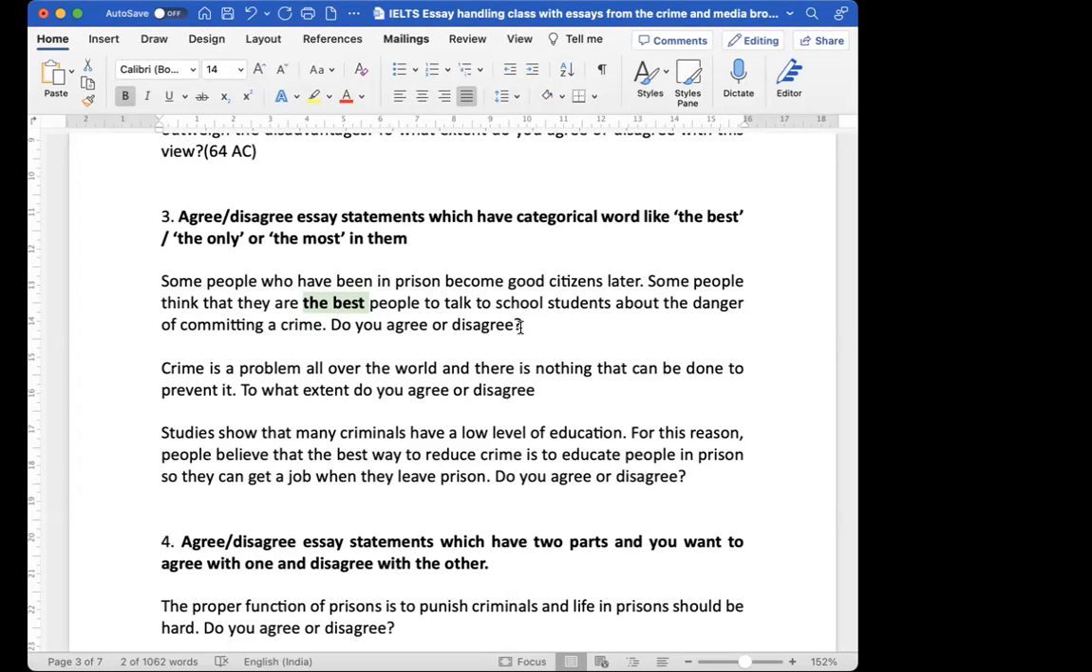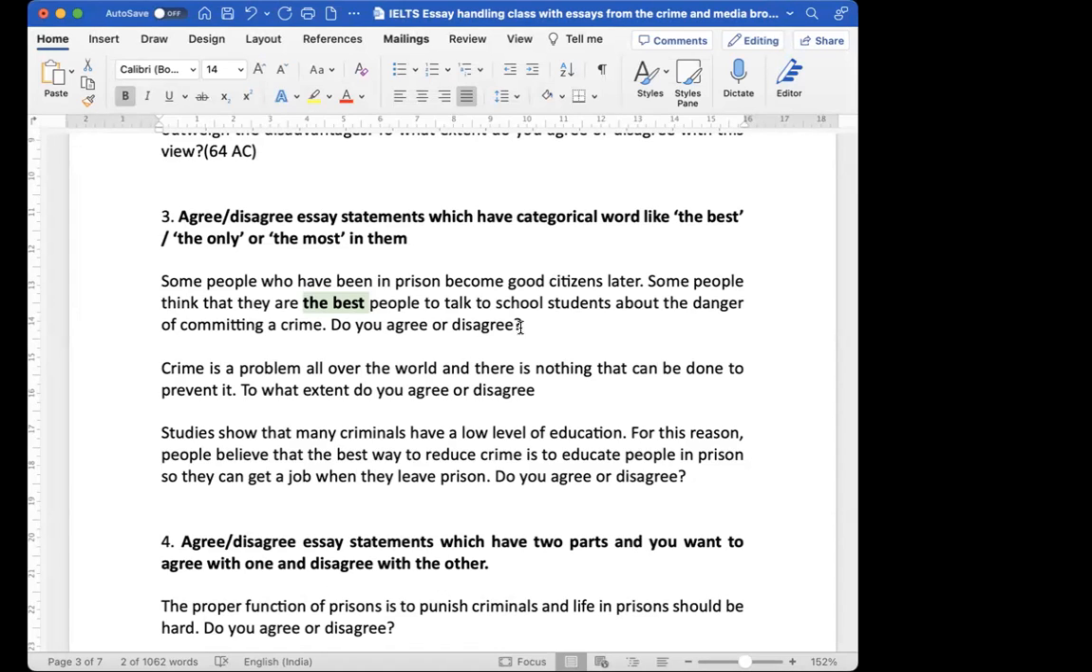Yes, that is it. You will say they can tell children about crime and children will definitely listen to them. In fact, but they are not the best. Okay, now you can strongly disagree. You can strongly disagree कि इनको तो बुलाना ही नहीं चाहिए स्कूलों में. ये तो उल्टा बहुत ही गलत हो जाएगा. और आप बोलो कि ये बेस्ट तो क्या, अच्छे ही नहीं हैं स्कूल चिल्ड्रन के लिए. तो आपने स्ट्रांगली डिसएग्री करा.